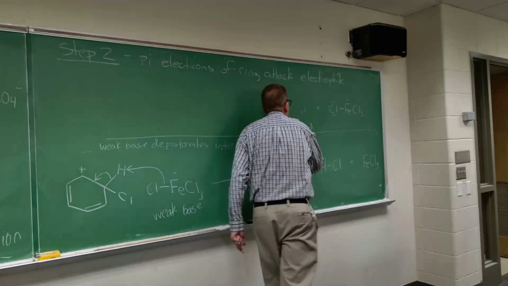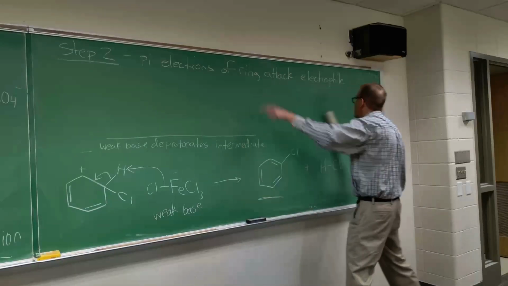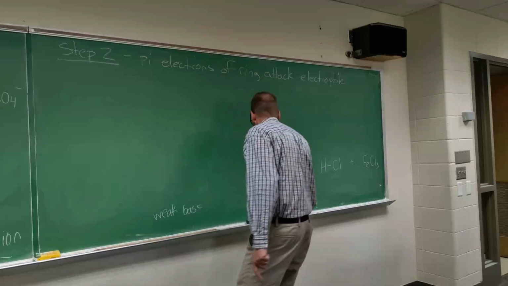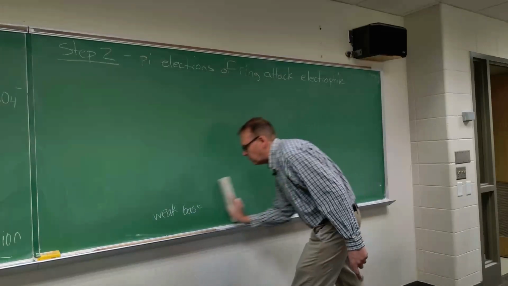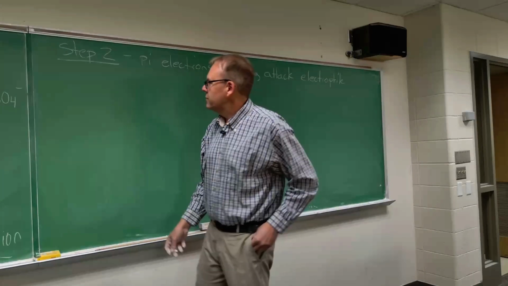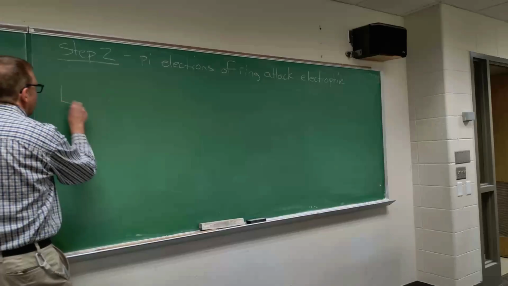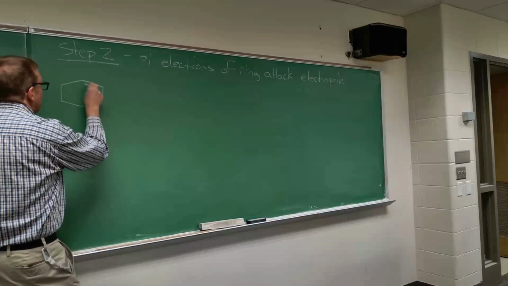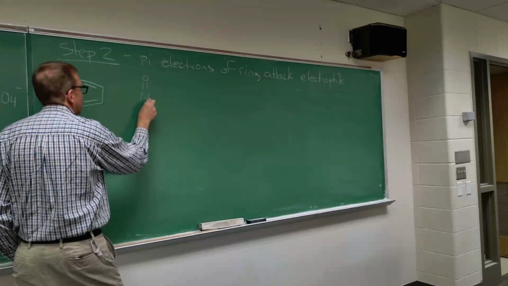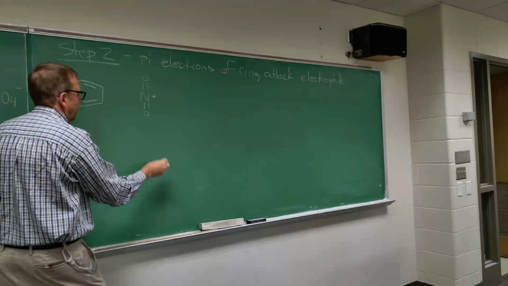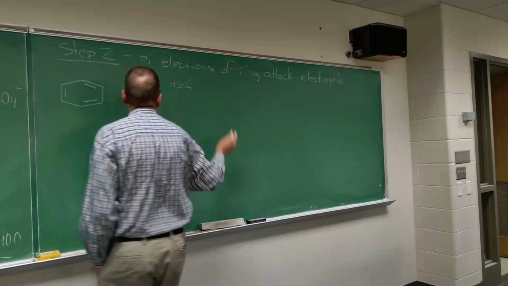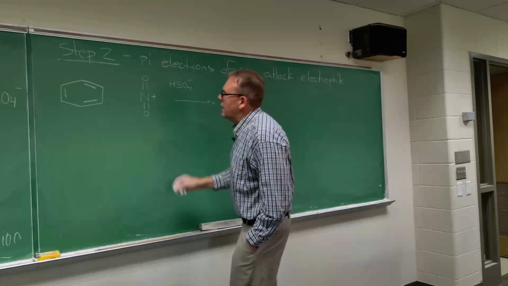So in step 2, I don't even have to erase this little header that I've got here because it's the same. The pi electrons of the ring attack the electrophile. I just have to replace the electrophile here with nitronium instead of that halogen that had the iron stuck to it. So I'll redraw the benzene ring, and I'm going to put the nitronium ion right here next to it. And I'll put the hydrogen sulfate counter ion here as well, just for completeness, I guess.